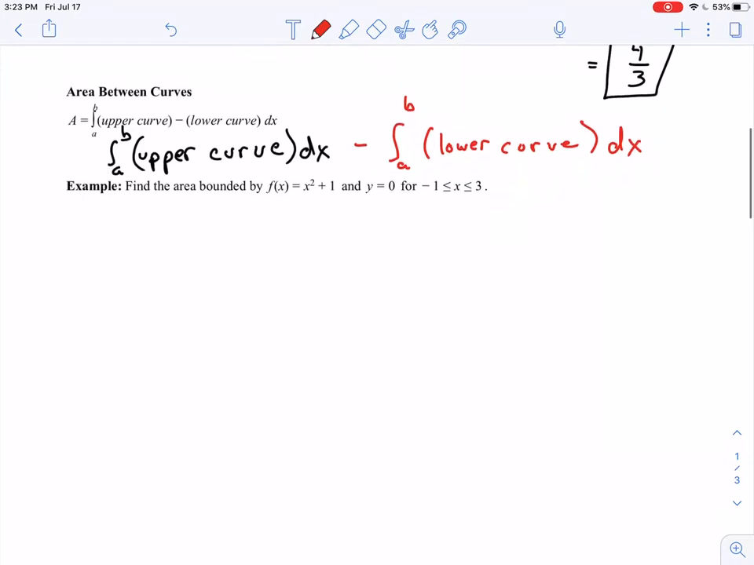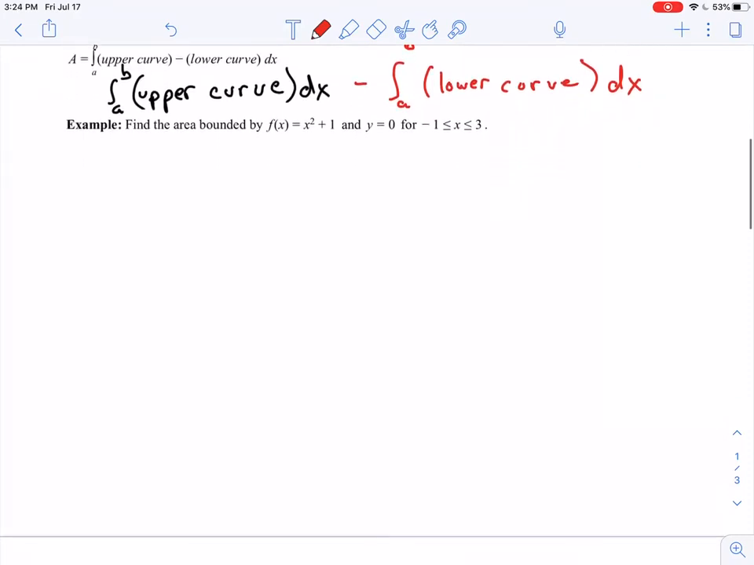So let's start here. I want to find the area bounded by f of x equals x squared plus 1 and y equals 0 for negative 1 is less than or equal to x is less than or equal to 3. So this inequality is really giving us an interval. We're saying between negative 1 and 3. It's just a different way to write it. So I know that a is negative 1. I know that b is 3.